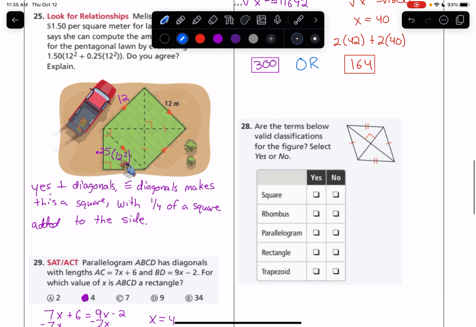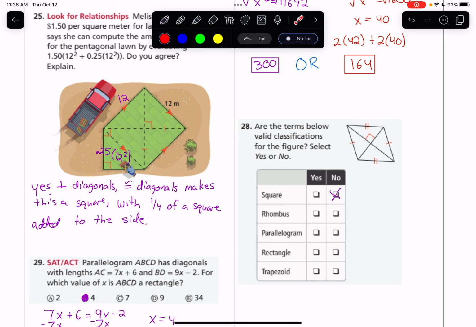Number 28, are the terms below valid classifications for the figure? Select yes or no. So we want to know whether it's a square. Well, a square is going to need to be a parallelogram. It looks like this is a parallelogram. It's going to need to have perpendicular diagonals. This one does. And it's going to need to have congruent diagonals. But that's not marked on here. So we're going to have to say no, we don't know, because we don't see congruent diagonals marked.